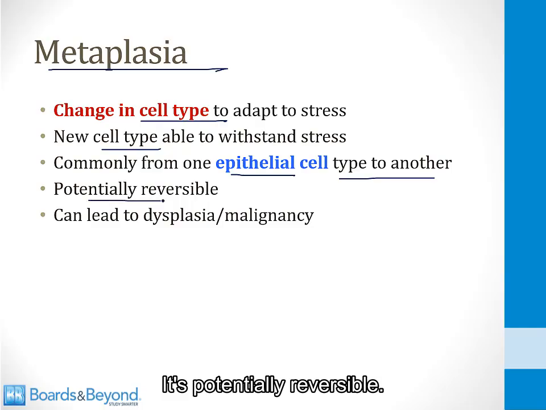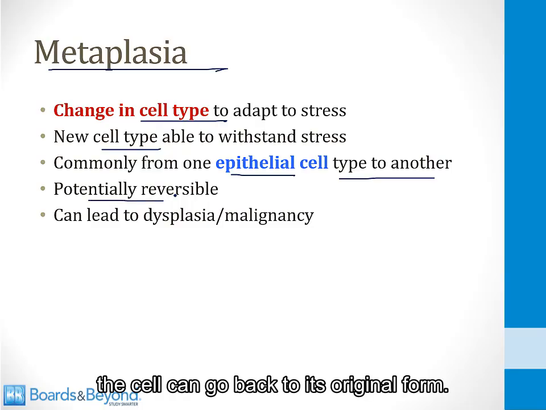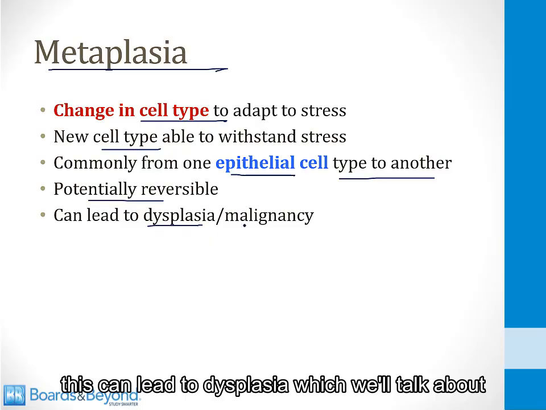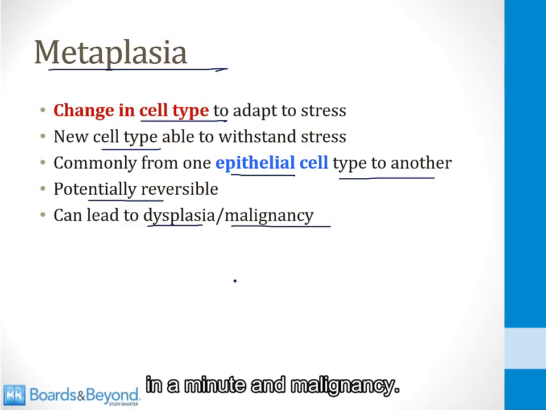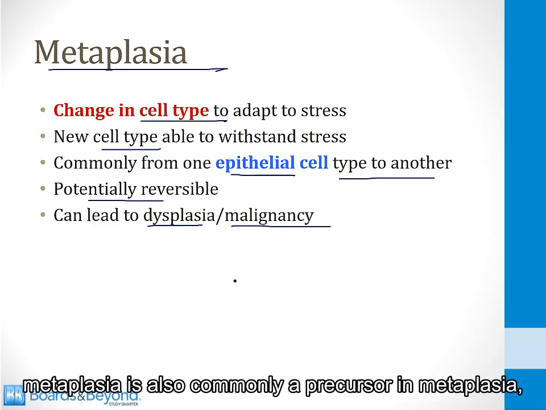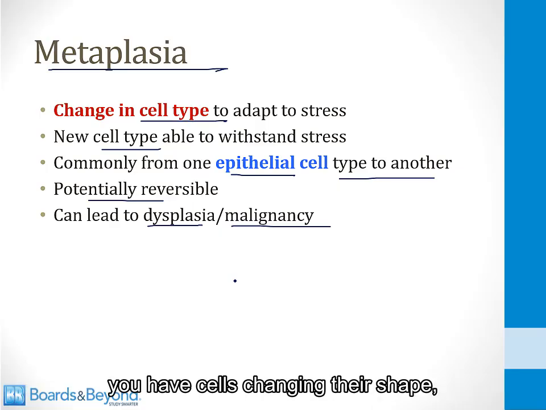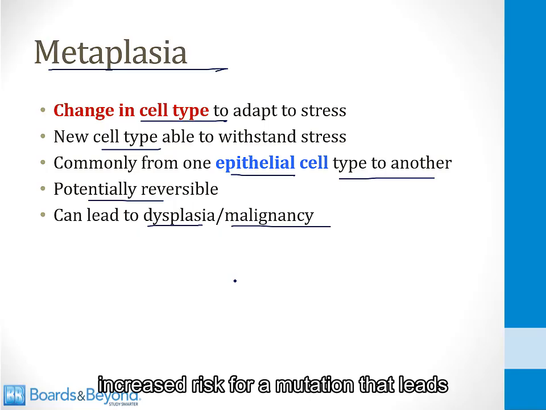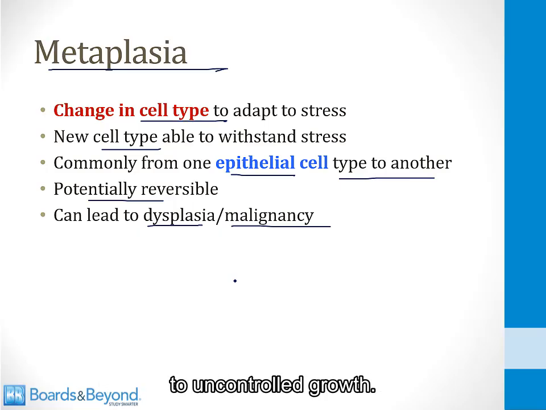It's potentially reversible. If the stressor is removed, the cell can go back to its original form. However, if the metaplasia persists, this can lead to dysplasia, which we'll talk about in a minute, and malignancy. So just like hyperplasia is often a precursor of malignancy, metaplasia is also commonly a precursor. In metaplasia, you have cells changing their shape. They also are dividing, and there's increased risk for a mutation that leads to uncontrolled growth.